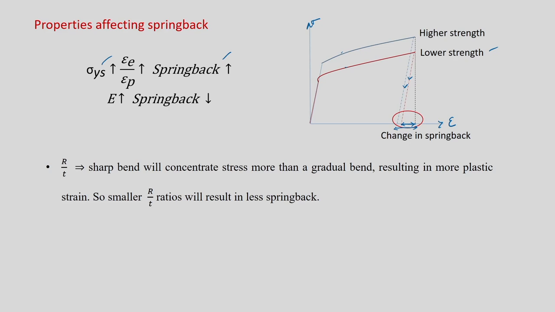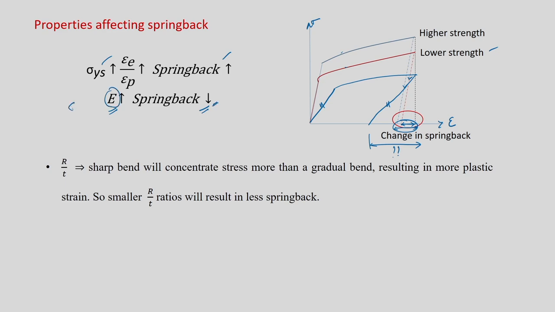But at the same time, if you change the elastic modulus, here these two materials have the same elastic modulus. Suppose the elastic modulus is like this, and you deform it to the same strain and then unload it, your unloading curve would be something like this, parallel to this. Now you will see that this change is much, much larger as compared to these two, which means that if you increase the elastic modulus, spring back will reduce. If you decrease the slope, you will see that your spring back is more. That means a larger elastic modulus will lead to lesser spring back.